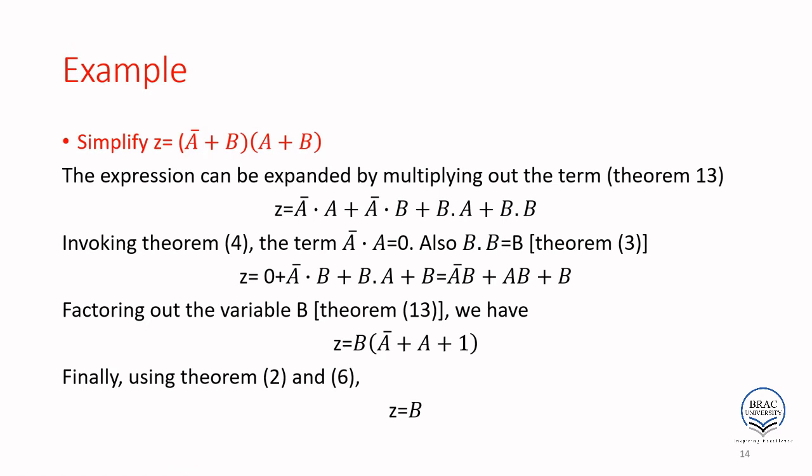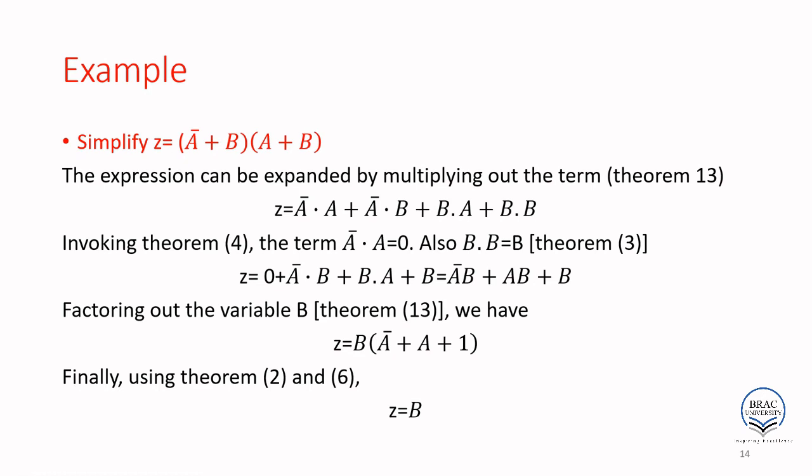Here is another example. z equals a prime plus b into a plus b. So first you multiply a prime with a, a prime with b, then b with a, b with b. Then using theorem 4, a prime dot a equals 0, and b dot b equals b from theorem 3. So this becomes z equals a prime b plus a b plus b. Then using theorem 13, if we take the common b, it becomes b into a prime plus a plus 1.